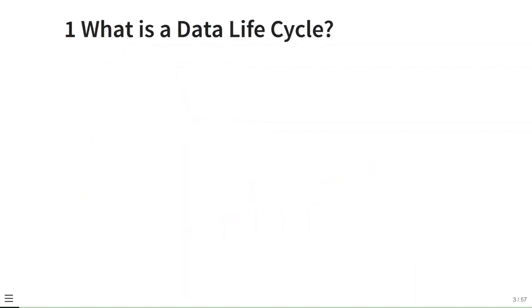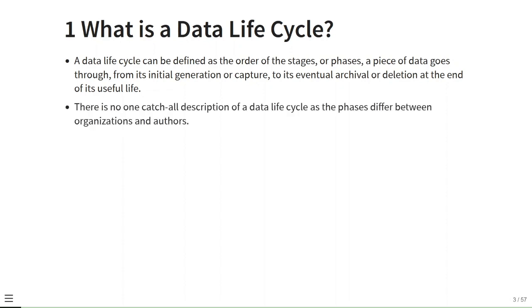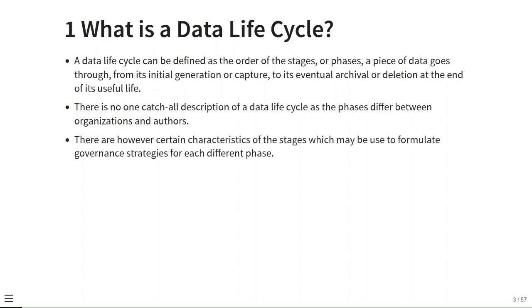So what is a data life cycle? A data life cycle can be defined as the order of the stages or phases a piece of data goes through from its initial generation or capture to its eventual archival or deletion at the end of its useful life. There is no one catch-all description of a data life cycle, as the phases differ between organizations and authors. There are, however, certain characteristics of the stages which may be used to formulate governance strategies for each different phase.